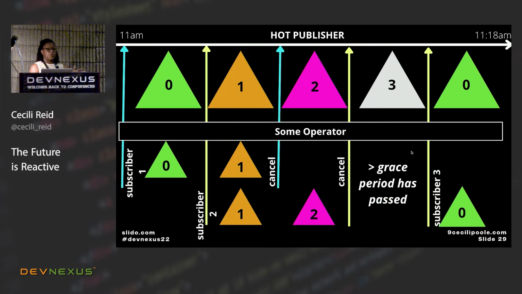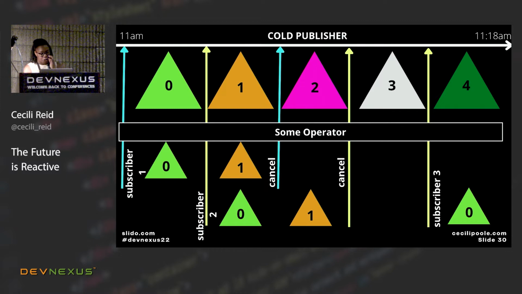Now, let's say the grace period had passed after I had dropped some subscribers and a new subscriber came on. That is just going to start my subscription all over again. So that's why the grace period is actually a pretty important thing to keep in mind if you have one, because that behavior of what a subscriber is going to see is going to be different. For a cold publisher, with every subscription, they basically get the beginning of that subscription.